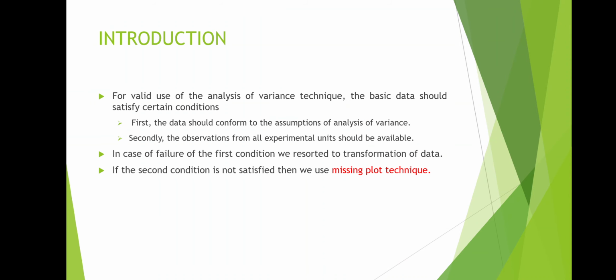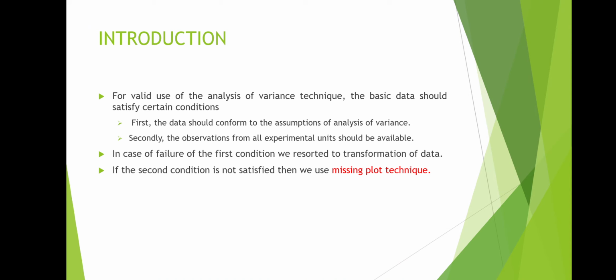For valid use of the analysis of variance technique, the basic data should satisfy certain conditions. First, the data should conform to the assumptions of analysis of variance. Secondly, the observations from all experimental units should be available. In case of failure of the first condition, we resort to transformation of data. If the second condition is not satisfied, then we use the missing plot technique.